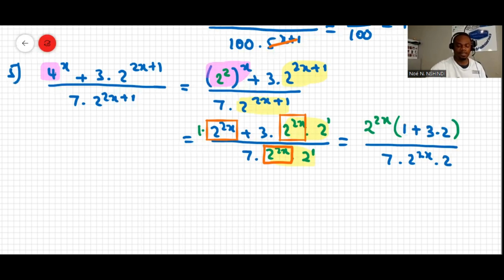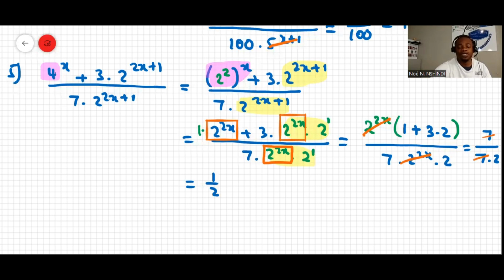Now we can simplify 2 to the 2x and 2 to the 2x. Then 3 times 2 is just 6, and 1 plus 6 is 7. So we now have 7 over 7 times 2. Now we can simplify the 7 again, and the answer is just equal to a half. Okay, that was question 5.